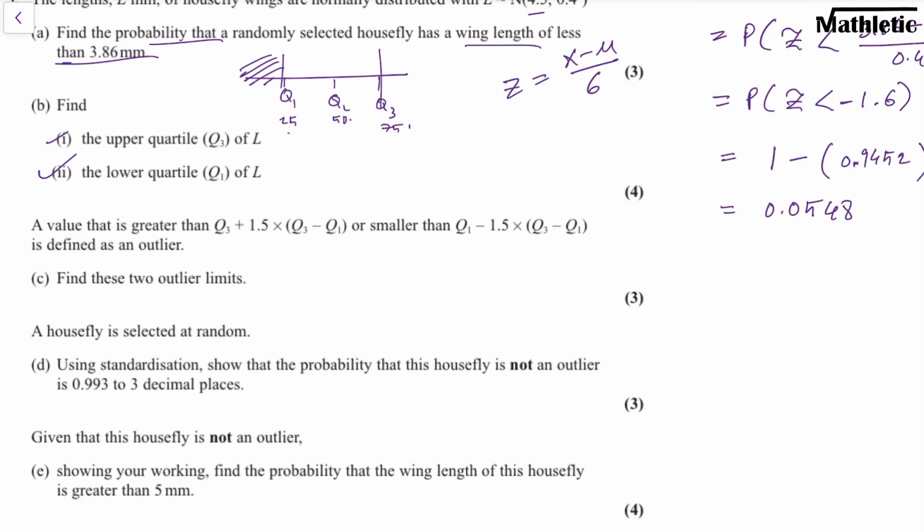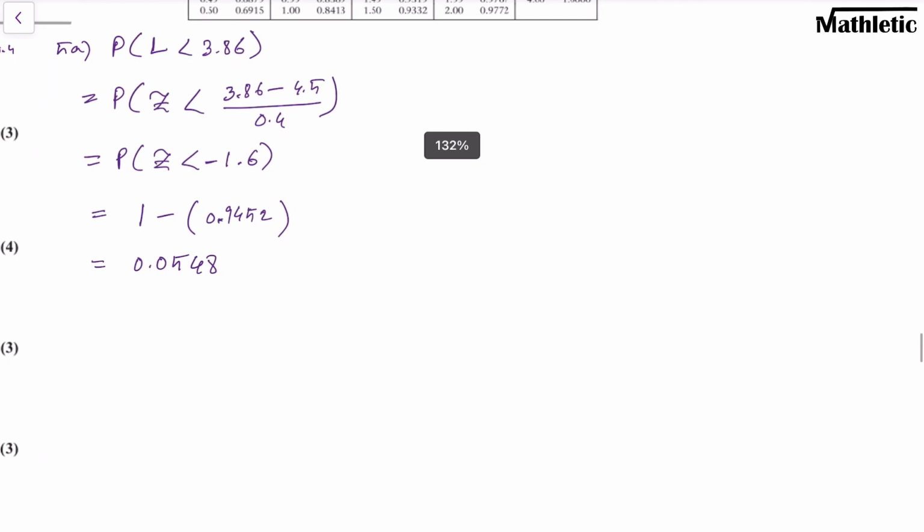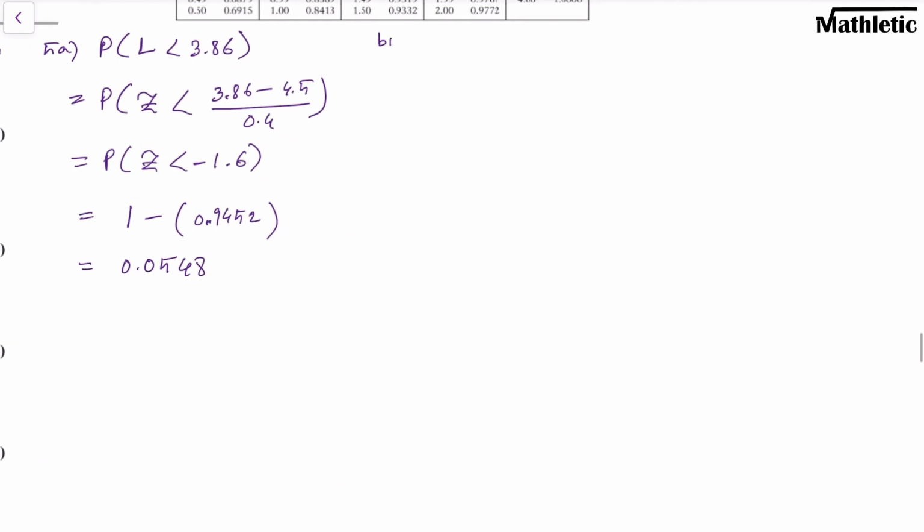So let's start B1. We need the upper quartile, which is Q3. So the probability of X less than Q3 is 75%, so 0.75. I will convert that into Z. So Q3 minus the mean, which is 4.5, divided by 0.4.